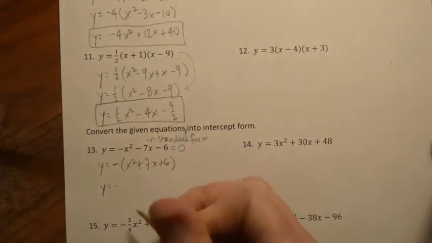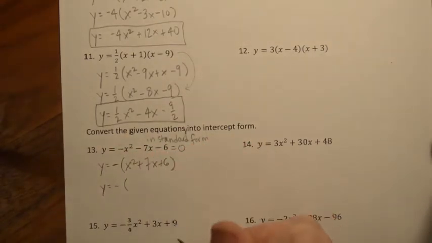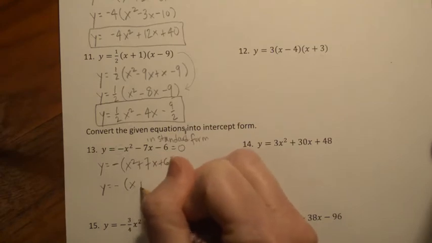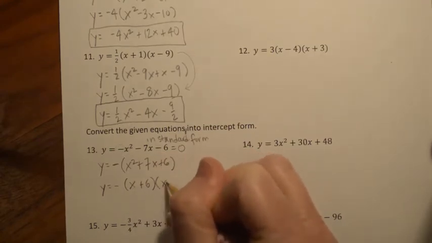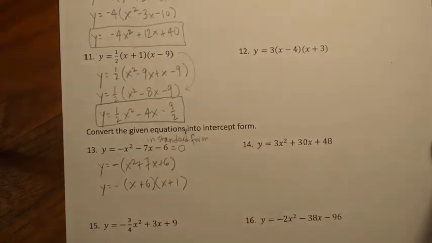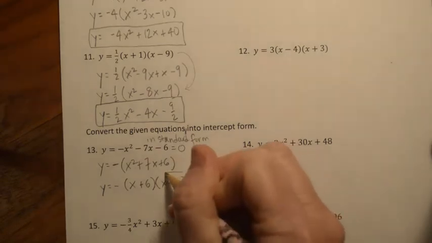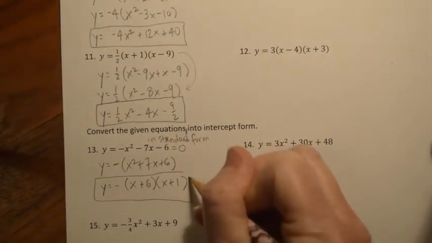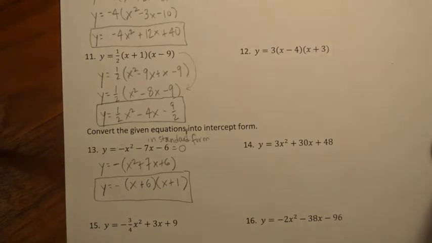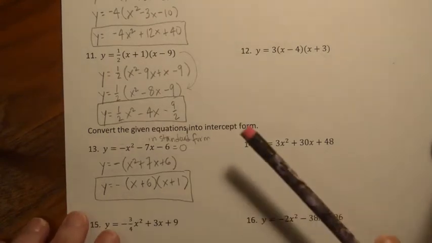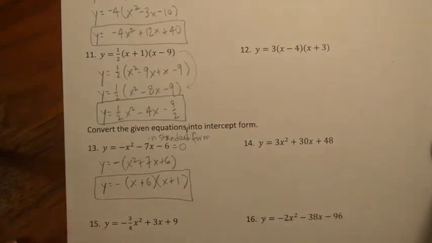Here, I would do negative, and then this is just an easy general trinomial, so this is going to give me an x plus 6 and an x plus 1. All right, that is now in intercept form. So we would have done what they asked us to do.